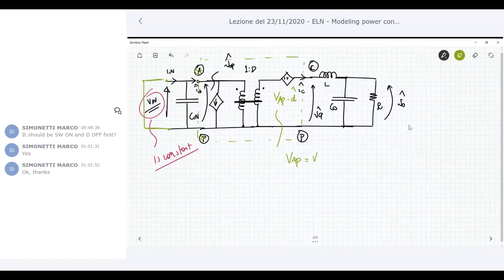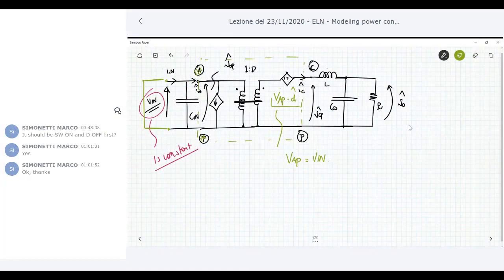Okay, so what does it mean? That I have to, say, cancel out, to short, also this source here? The answer is, of course, no. This voltage source remains with this, say, voltage impressed, VAP, capital letter, multiplied by D, the small signal variation.